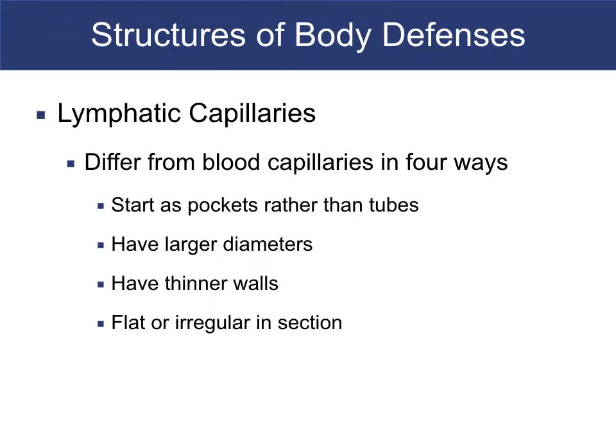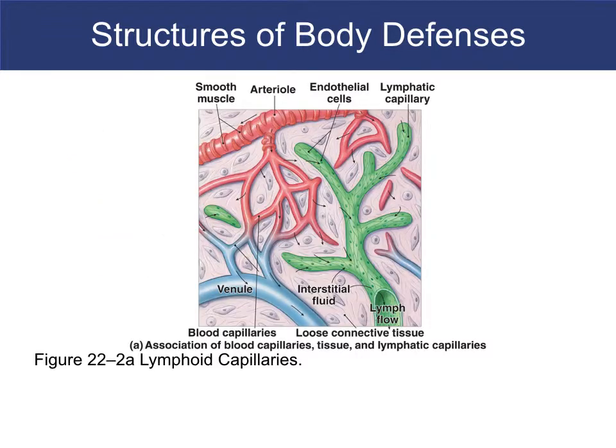How do they differ from regular blood capillaries? Well, first of all, they're not out and back, so they start as a pocket out there in the distal end of things, and then it's a one-way trip back. They tend to have larger diameters than you might think, and sometimes larger than just capillaries. They have very thin walls. That's why they're very hard to see. And when you cut them and see them under the microscope, they can be very, very flat and very irregular.